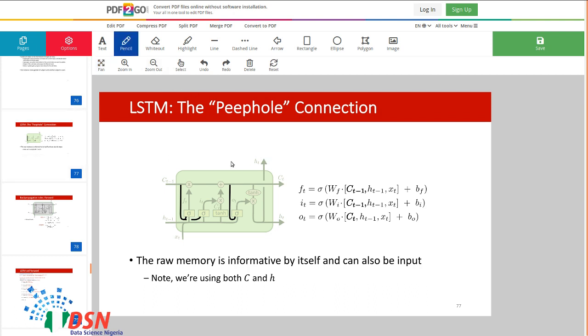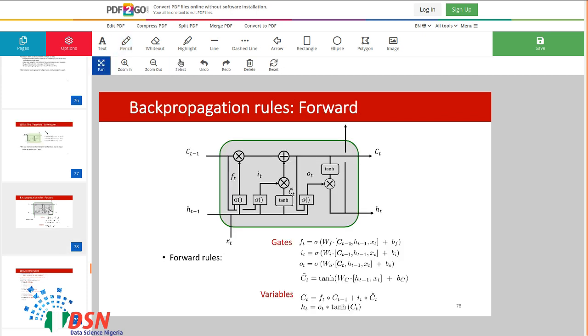Maybe a problem in this kind of cell is the peephole connection. Because we have these connections, the raw memory itself that comes from the previous cell state could act as information itself, which could be a problem for the network.